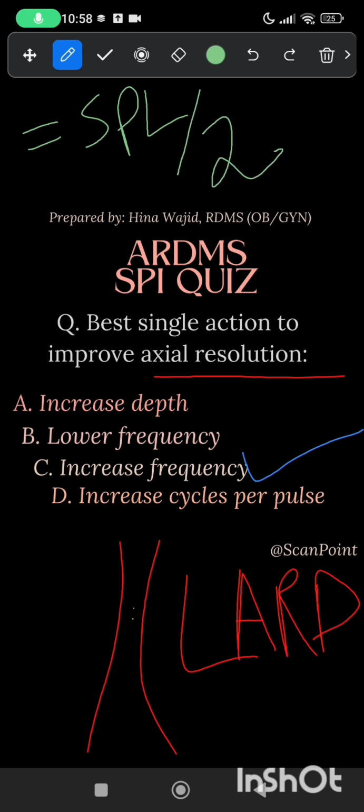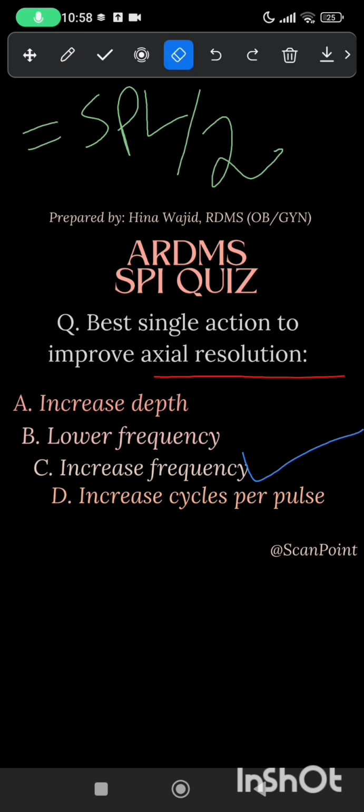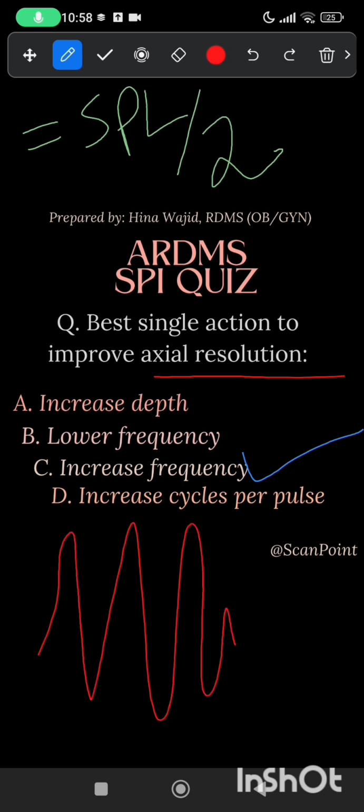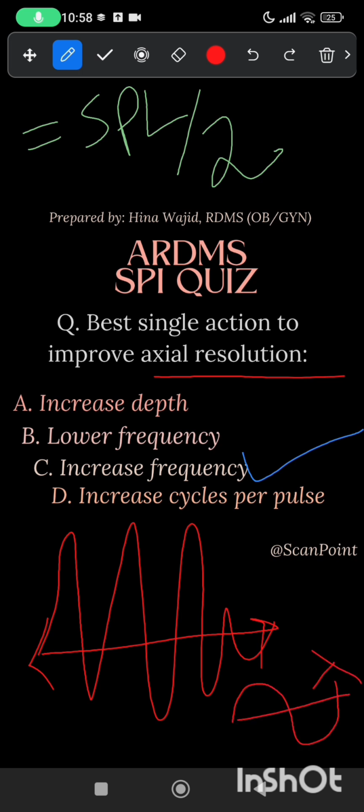Now what's the SPL? It's spatial pulse length. So spatial pulse length is the length of the whole pulse. As you can see, this is the whole pulse, so its length is spatial pulse length. If I say length of one cycle, it is wavelength, lambda. And a pulse is a combination of multiple cycles. So the length of a pulse is SPL.